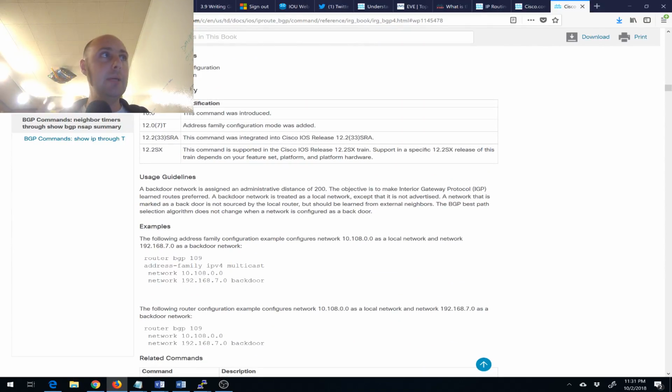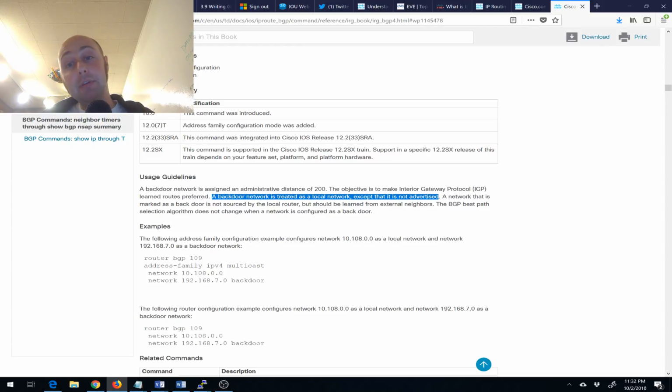But here's the key point that I did not read yesterday, and I'm so happy I found it today. A backdoor network is assigned an administrative distance of 200, which we knew from yesterday. The objective is to make the IGP learned routes preferred. A backdoor network is treated as a local network, except that it is not advertised. And so that answers my question from yesterday. That solves the problem from yesterday.